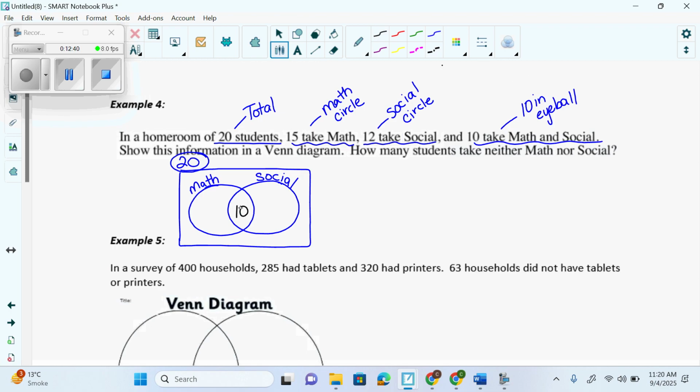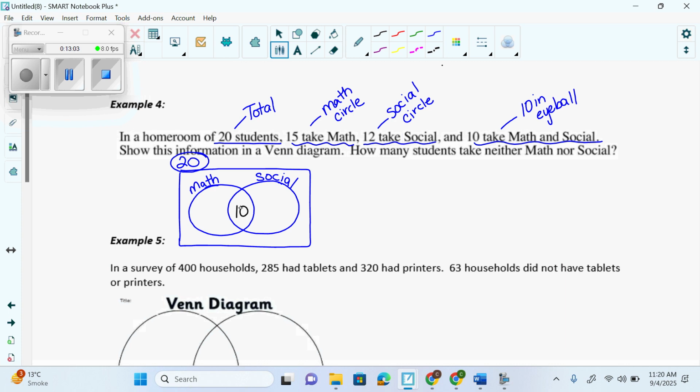The reason why we have to fill that in, can everyone put your pencils down once you put the 10 in? I need you to pay attention. The reason why we have to put that 10 in there is those kids, yeah, they're taking math and social, true, but they've already taken math and they've also taken social. So they still count in the math circle and they still count in the social circle, correct?